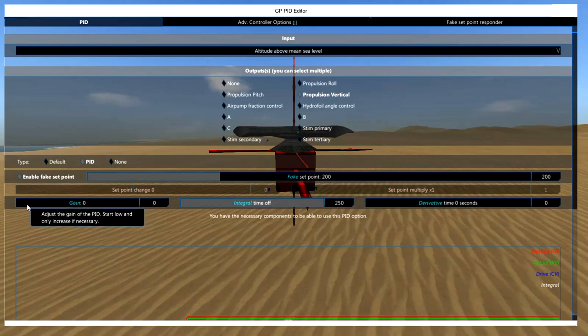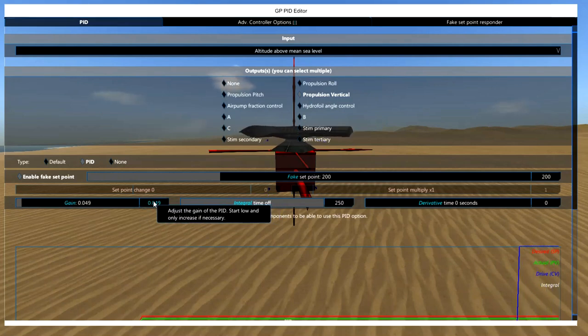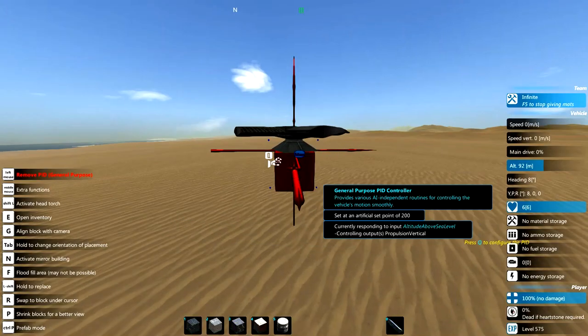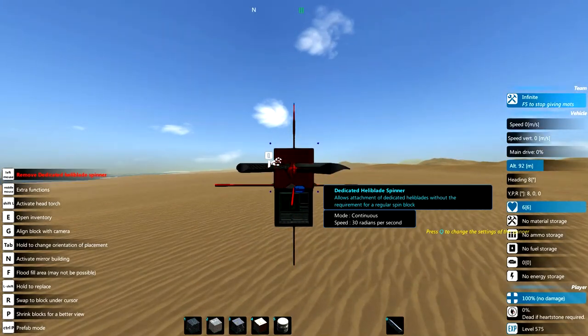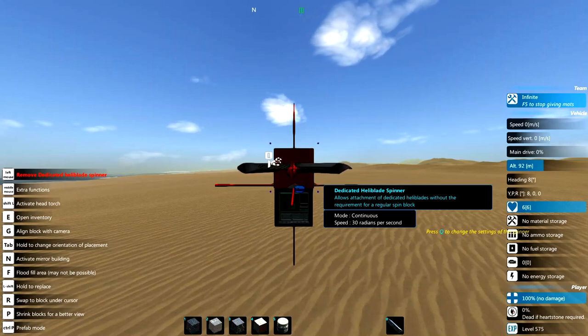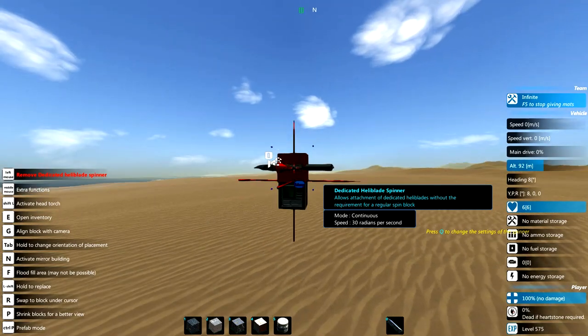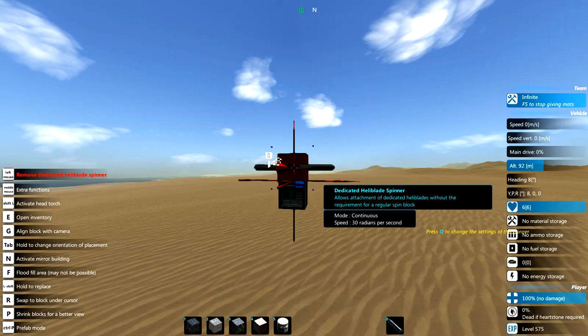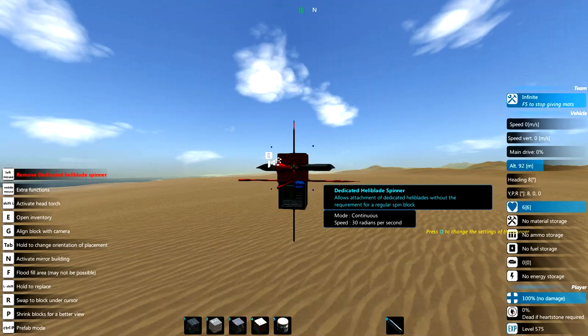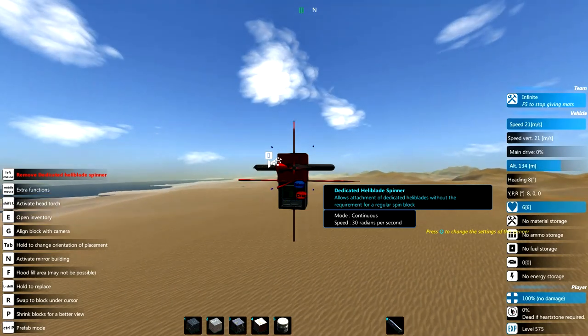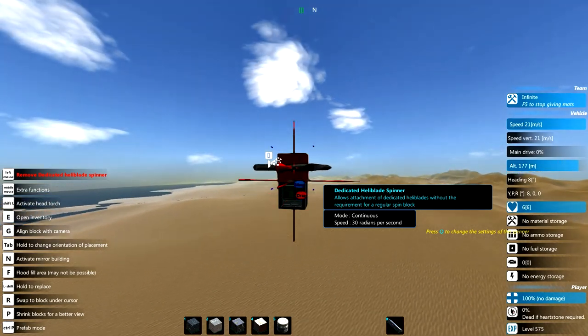If we raise our gain up to, let's just put it at 0.05, you can see that our dedicated helicopter blade spinner is now in full throttle, trying to go up towards 200 meters altitude. Let's see what happens as it goes up. Take note of the speed of the helicopter blade spinner as it goes up. I've unfrozen the vehicle, still at full throttle.